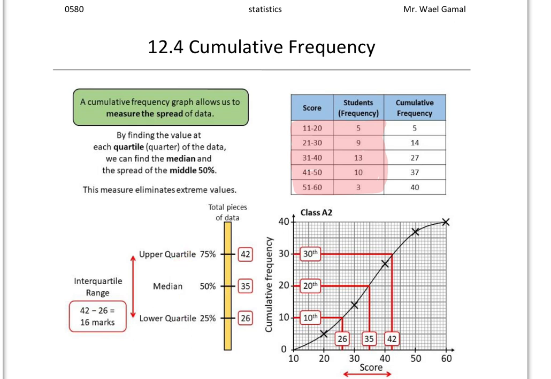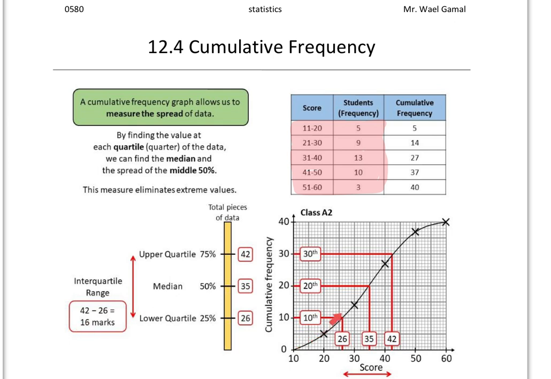Also we can find the interquartile range. Interquartile range is upper minus lower. So 42 minus 26, so 16. This is the interquartile range. The interquartile range shows you the variance between the values.